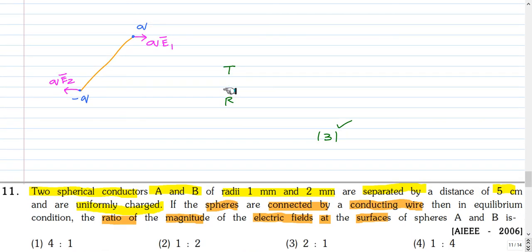This is the next question. Two spherical conductors A and B of radii 1 mm and 2 mm are separated by a distance of 5 centimeters and are uniformly charged. If the spheres are connected by a conducting wire, then in equilibrium condition, the ratio of magnitude of electric fields at the surface of spheres A and B is. You can pause and attempt this question.